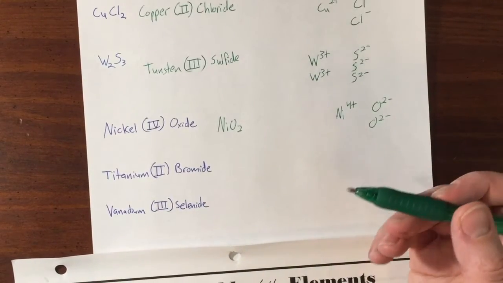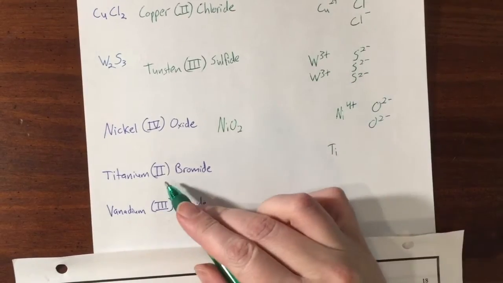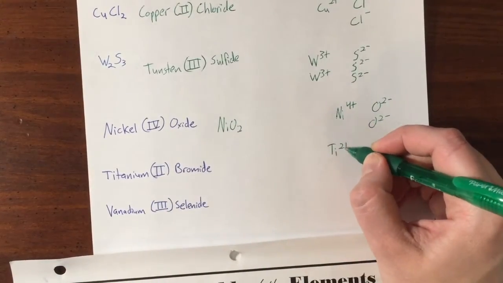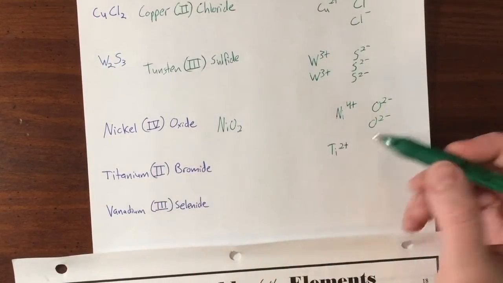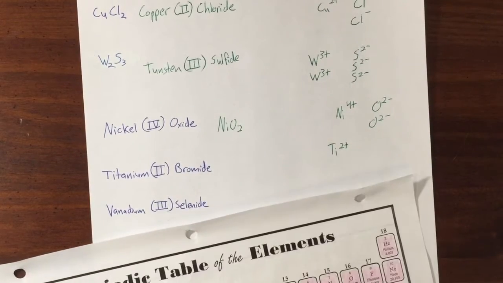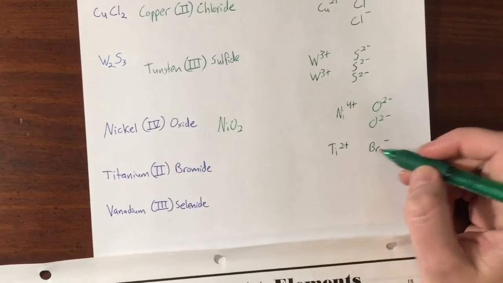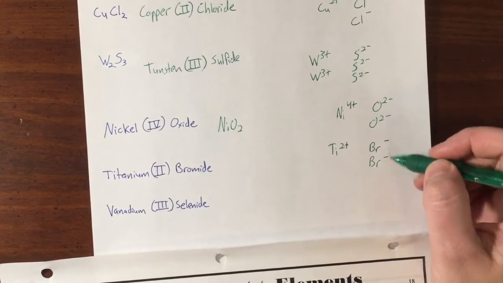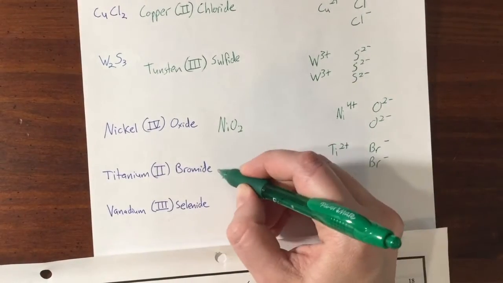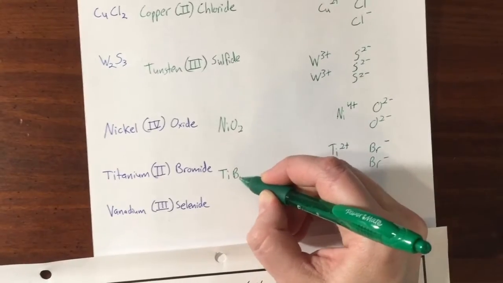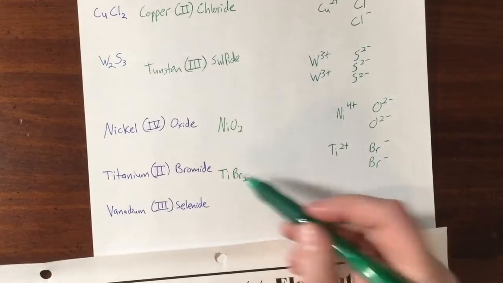Titanium (II) bromide. So titanium, and it already says it has a +2 charge, because it's a cation, it's first, so it's always going to be positive. Bromide. Bromide is bromine, which is a halogen. Bromine has a -1 charge. Again, to balance, you need 2 of them, so 2 negatives, 2 positives. So it would be TiBr2, because there are 2 bromines.